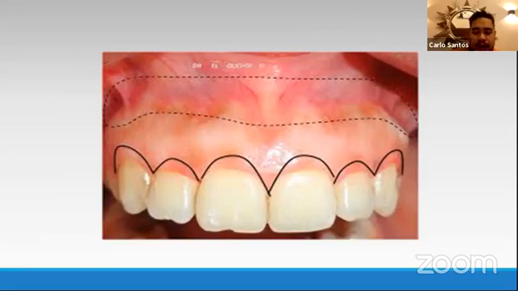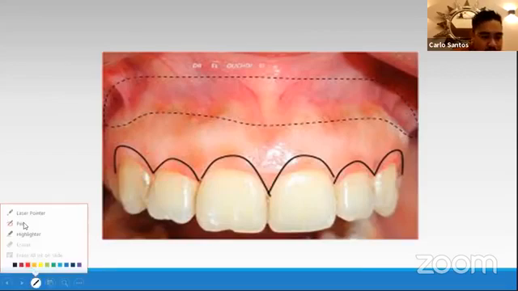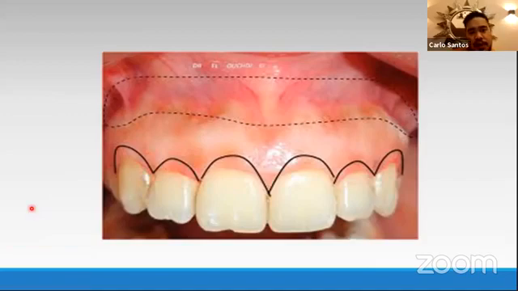So this area is the mucogingival margin. This is where the unattached and attached gingiva meet. In lip repositioning, like I said, you will reposition the lip downward, coronally. The dotted line indicates the area where you're going to use a split thickness flap to remove tissue. So the margin is your landmark.